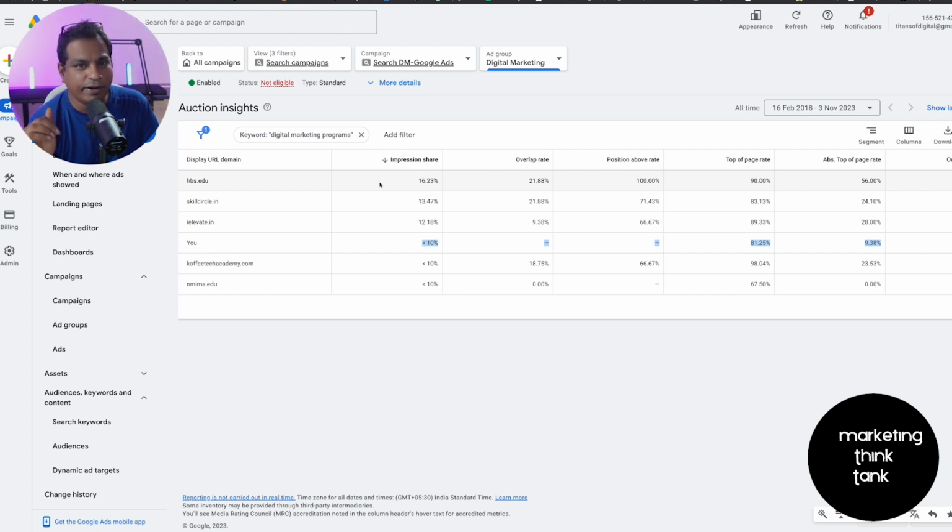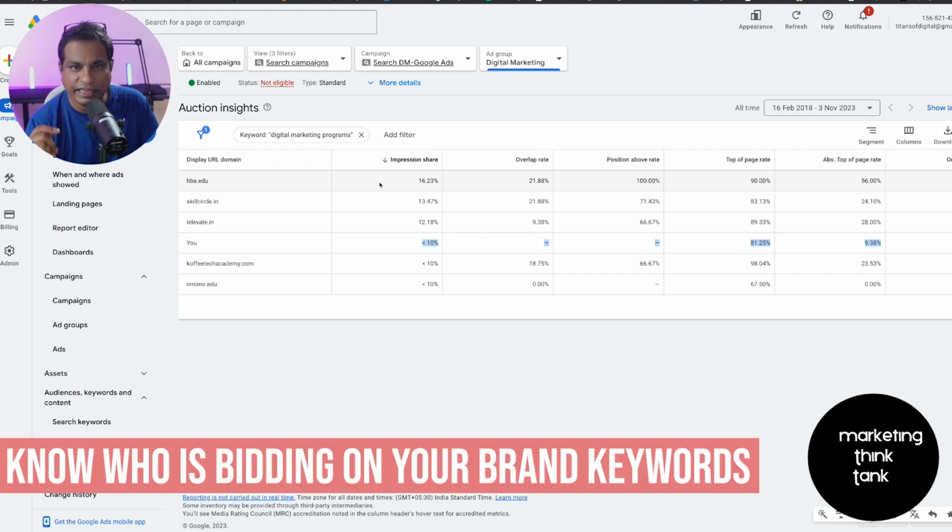So you can know how many people are bidding on your branded keywords. You can get to know what kind of keywords, or for a particular keyword, where your competition is ranking. How many of the competitors' ads, or what percentage of the impressions, are your competitors doing better on when it comes to a particular keyword or an ad group.